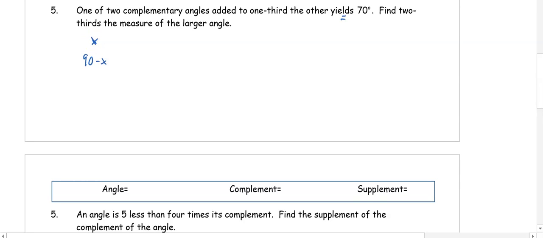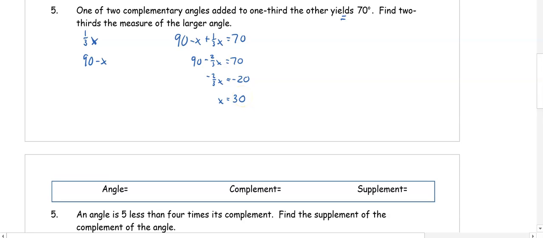Now it says 1/3 of the angle. So we want to put 1/3 with this x that equals 70. So 90 minus x plus 1/3 x is equal to 70. So we get 90 minus 2/3 x is equal to 70. Negative 2/3 x is equal to negative 20. We multiply both sides, we get x is equal to 30.